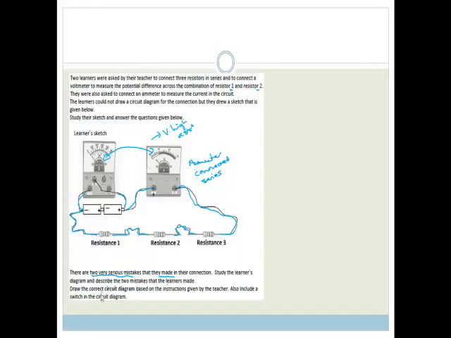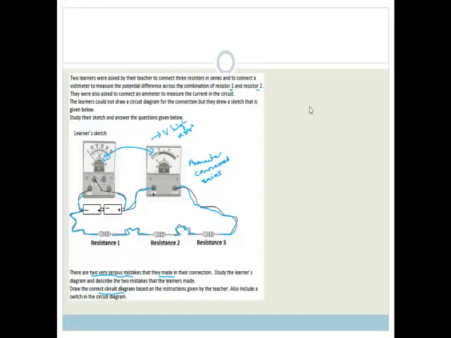Okay. Now it says draw the correct circuit diagram based on the instructions given by the teacher. Also include a switch in the circuit diagram. So everything else is right, okay? They've got three resistors in series, and a voltmeter to measure the potential difference across resistor 1 and 2. Everything else is right except for these two.